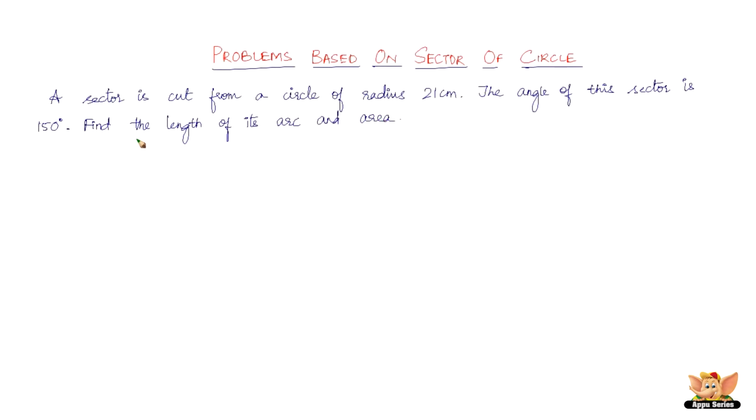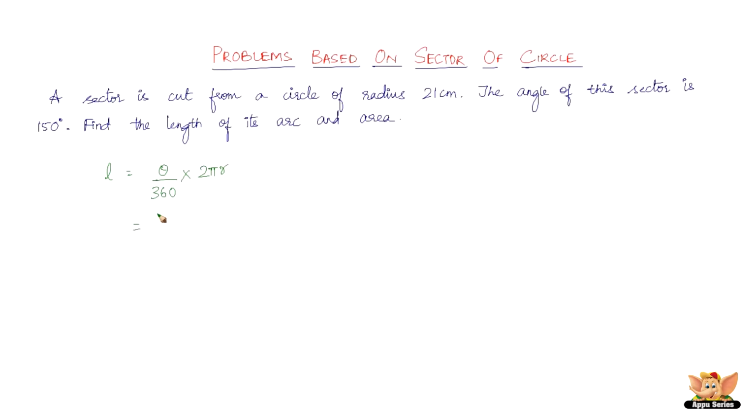Well, so it's a very direct problem. All we need to do is just remember the formulas for the arc length and the area of the sector and just substitute the data given there to those formulas to get the answer. That's all. So the arc length L is given by theta by 360 degrees into the circumference of the circle, which is 2 pi r, right? So we've got the radius here and the angle here. Just substitute here and find the answer.